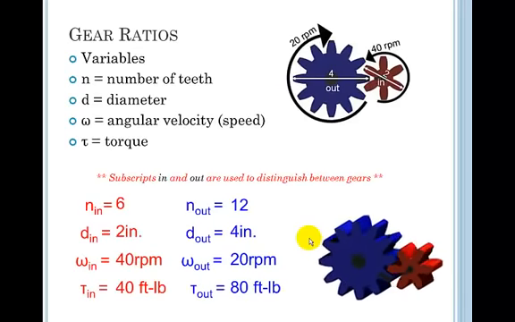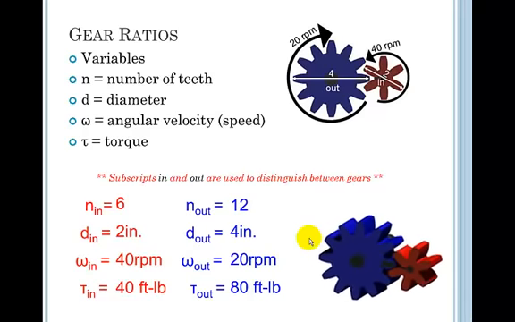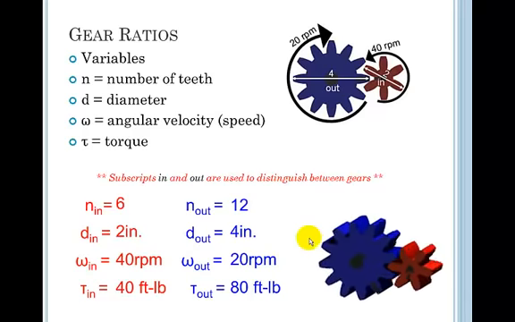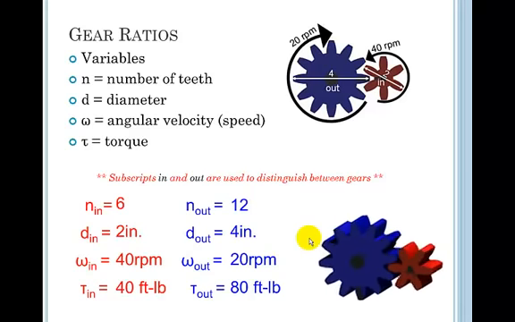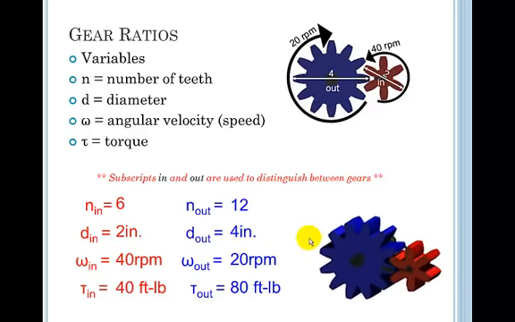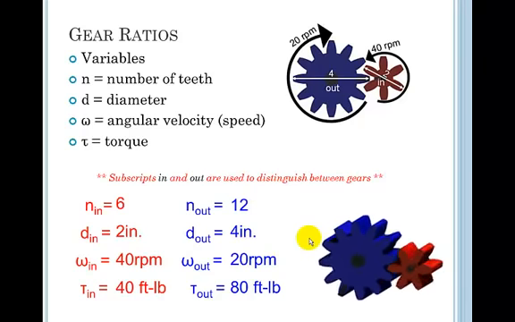Okay, so gear ratios have a number of variables, and they are the number of teeth, the diameter, the angular velocity or the speed, and that funny looking W is the Greek symbol omega. A lot of times in the interest of speed you'll see me just write that as W or RPM, and T is torque. Those things all have to be in a specific ratio. They're always related by the same ratio.